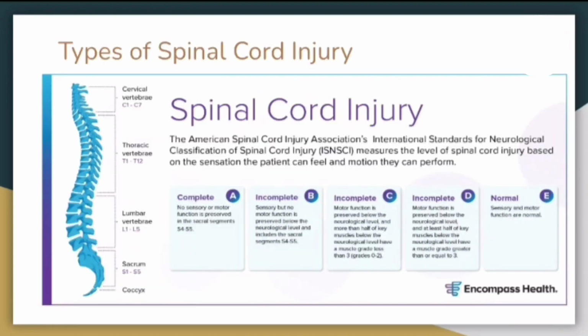Types of spinal cord injury. The American Spinal Cord Injury Association's International Standard for Neurological Classification of Spinal Cord Injury measures the level of spinal cord injury based on the sensation the patient can feel and motion they can perform.